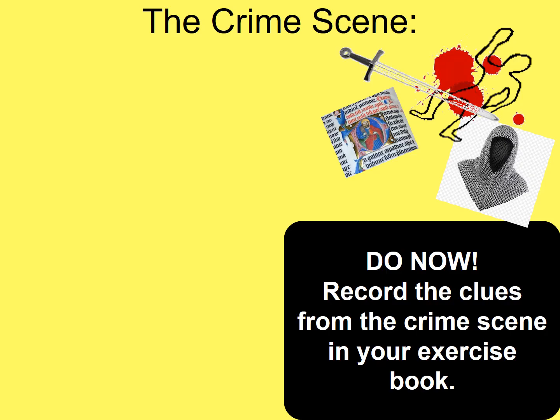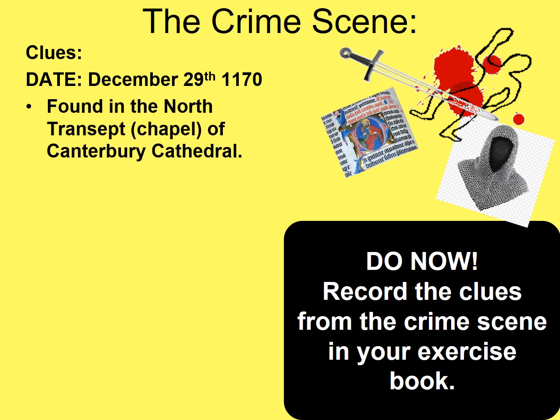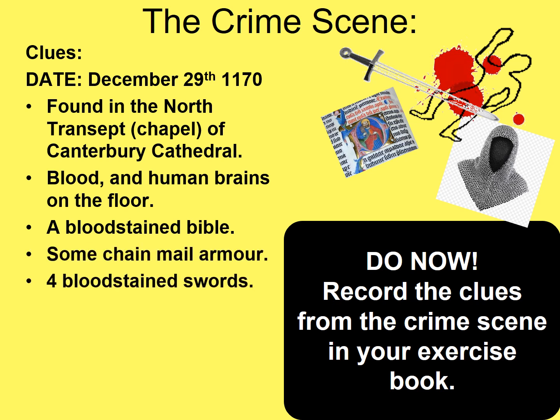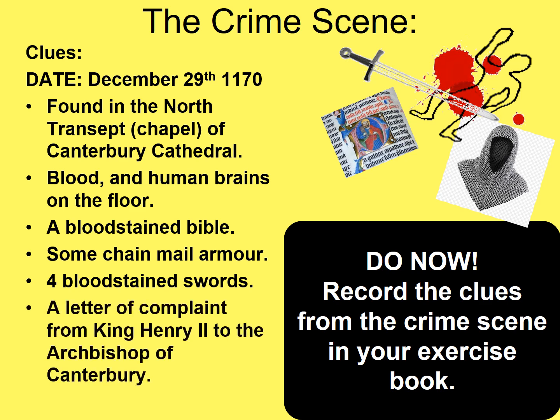Here's the crime scene. I want you to imagine that you've just walked into a famous old church, and on the floor is a horrific scene. Your clues are that the date is December the 29th, 1170. That the body has been found in the north transept or chapel of Canterbury Cathedral. That there is blood, human brains and other things on the floor. A blood-stained Bible. Some chainmail armour like that pictured. 4 blood-stained swords. And a letter of complaint from King Henry II to the Archbishop of Canterbury.